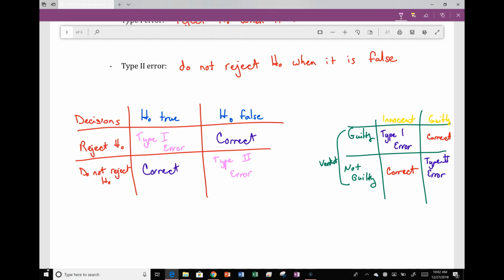And we'll get into some examples of this in future videos. So I want you to look at the concept of rejecting or not rejecting and these types of errors. Try to get those identified, and then let me know if you have any questions.